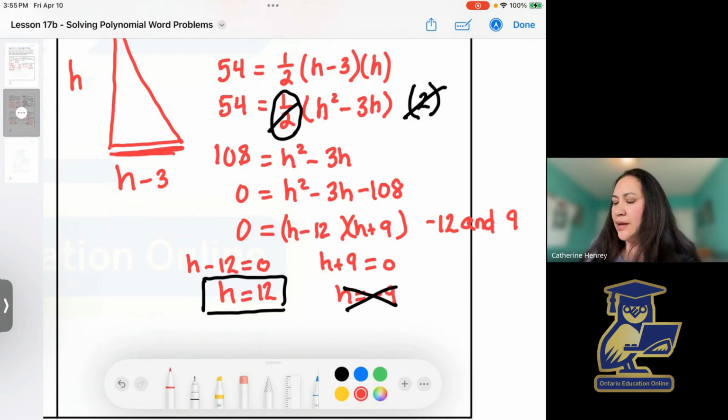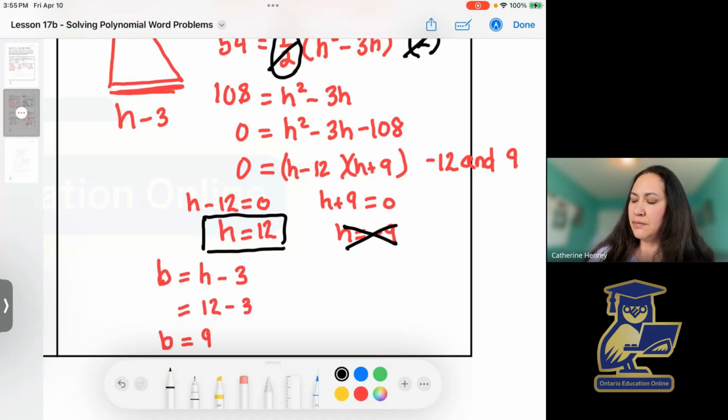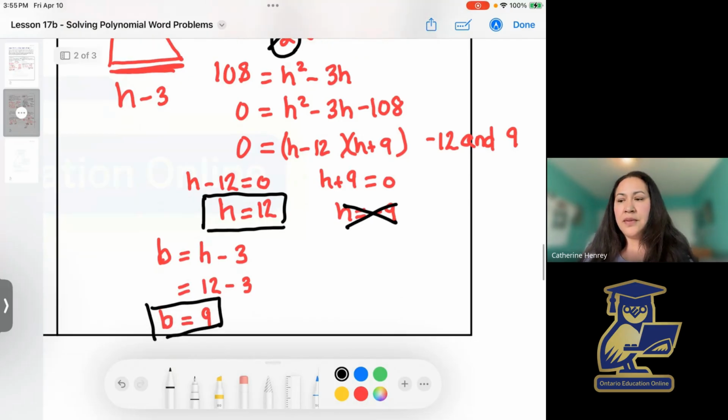If we want to go back and find the base, it is equal to the height minus 3. That's going to be 12 minus 3. My base ends up being 9. Good, and there you go.